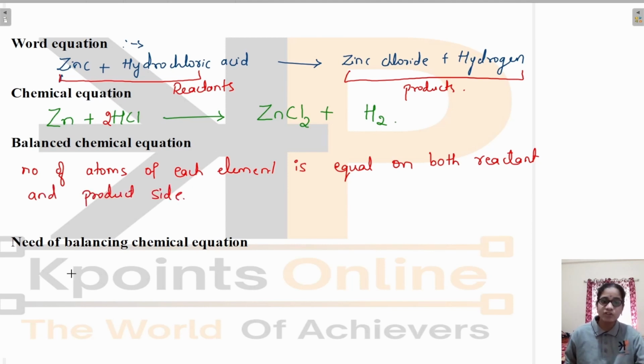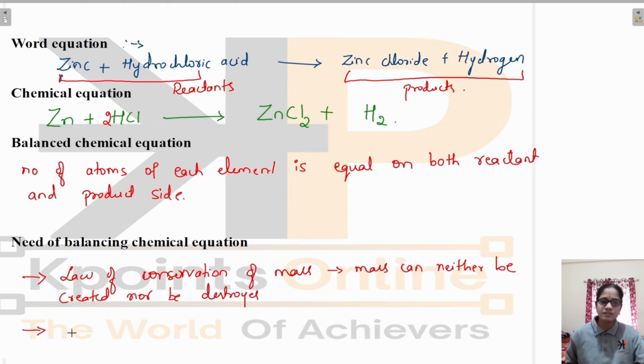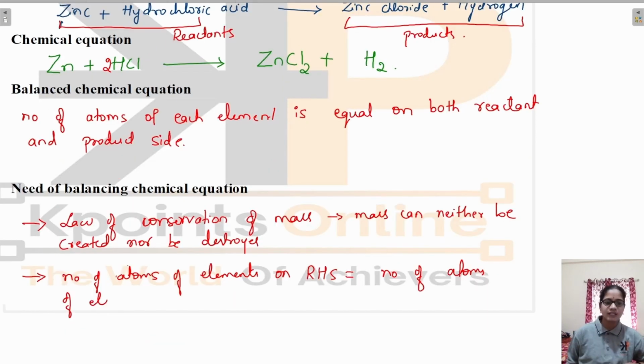What is the need for a balanced chemical equation? It is due to the law of conservation of mass, which says that mass can neither be created nor destroyed. So the number of atoms of elements on the RHS must be equal to the number of atoms of elements on the LHS. This may be asked in your examination: what is the need of balancing a chemical equation? It is due to the law of conservation of mass, so that the number of atoms of each element on the reactant side and product side must be equal to one another.